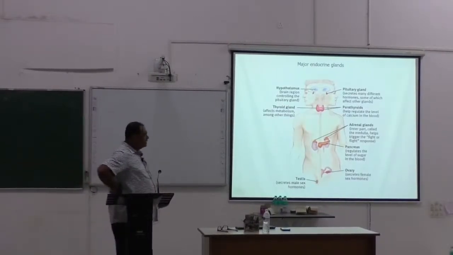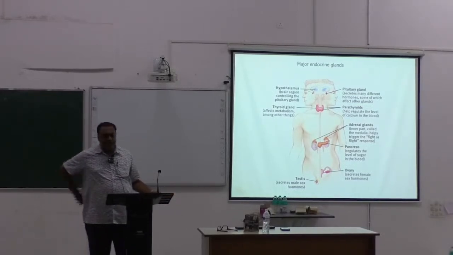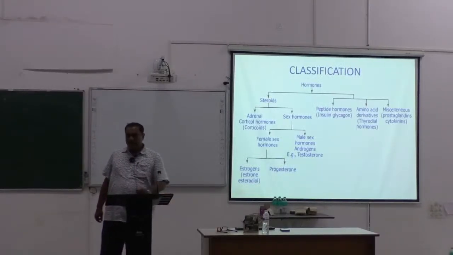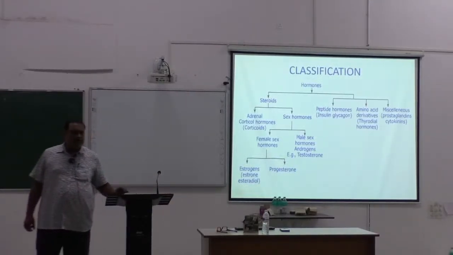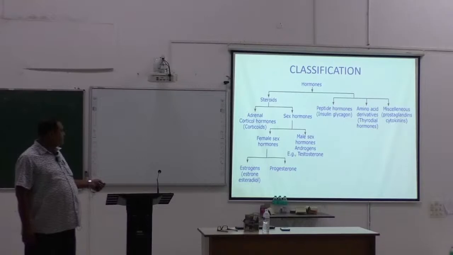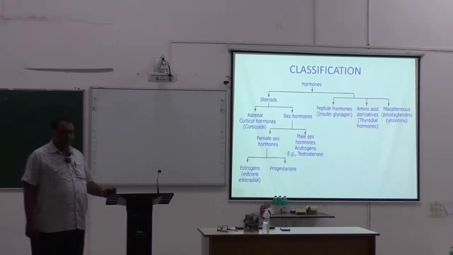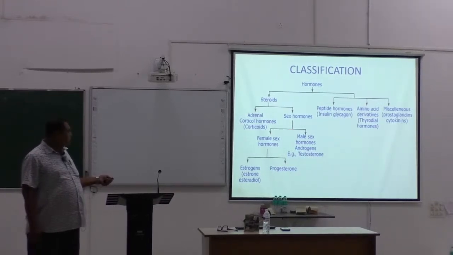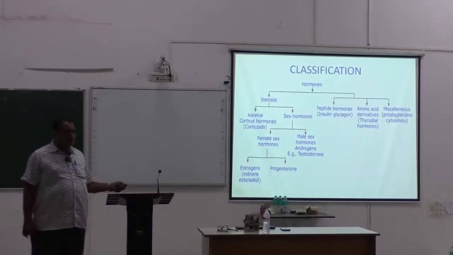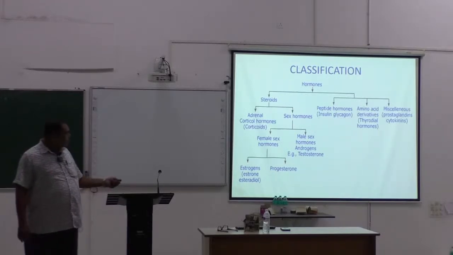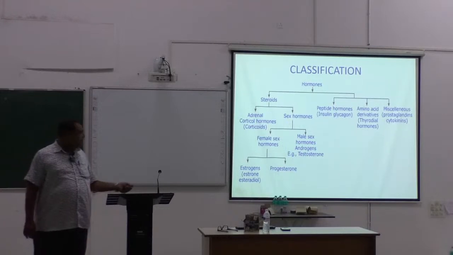Now these are the important glands which secrete hormones, which you are all aware of. Classification of hormones based on their chemical nature: they are classified as steroids and peptide hormones. Steroid hormones can be adrenal corticoid hormones or sex steroids, male and female names have been given. Peptide hormones can be of peptides or derived from amino acids. What else? Miscellaneous.